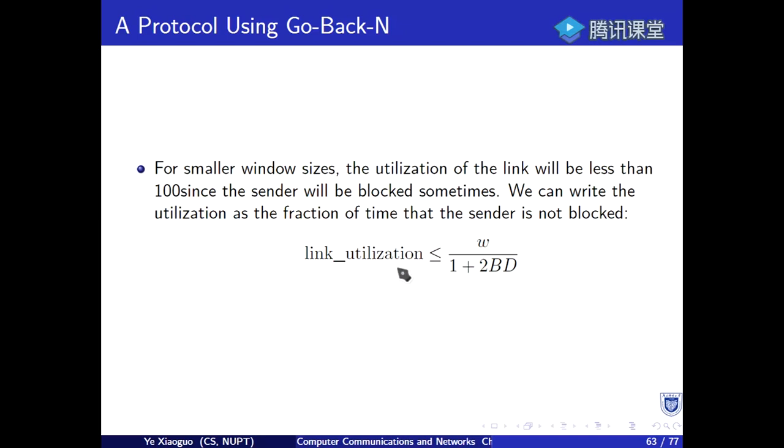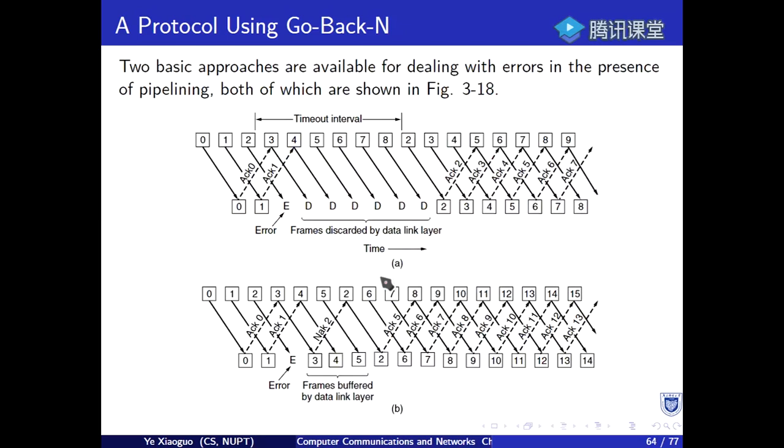Using this equation. This figure shows the sliding window, a protocol using go-back-N mechanisms. Two basic approaches are available for dealing with errors in the presence of pipelining, both of which are shown in figure 18.